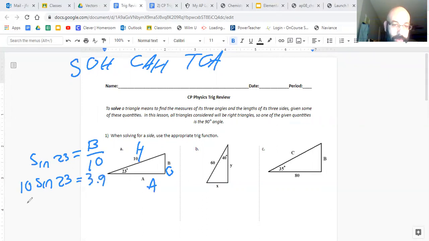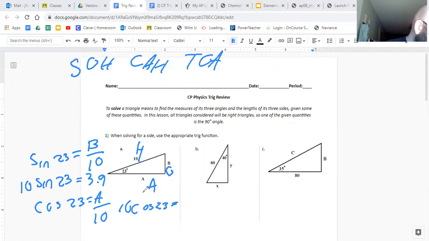Right? And then we'll do the same thing. We'll look at adjacent and hypotenuse now. That's cosine. So it's cosine 23 equals A over 10. Same thing, multiply both sides by 10. 10 cosine 23. And you get 9.2.